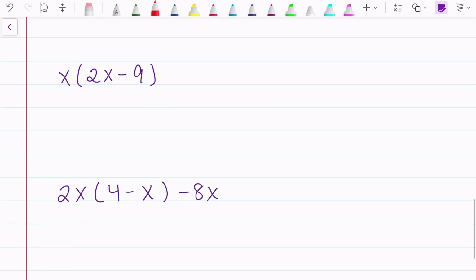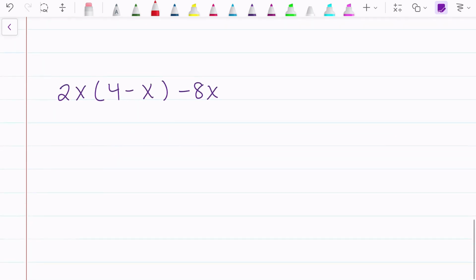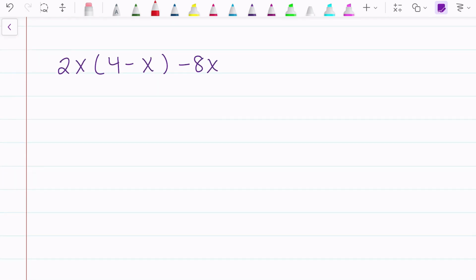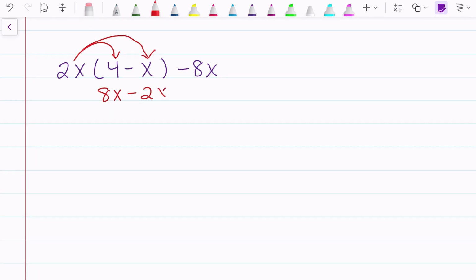All right. I've got x times 2x. If I multiply an x by another x, this creates x squared. And then x times negative 9 would be negative 9x. All right, let's do a harder example where we have some combining at the end. So I'm only distributing the 2x into the parentheses, not the thing that's on the outside. So 2x times 4 would give me 8x. And then 2x times negative x would give me negative 2x squared. Again, x times x gives me an x squared.